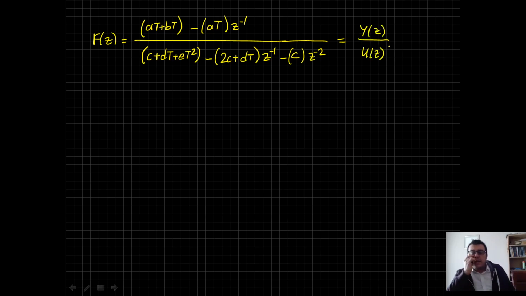Please take my advice and recall every time you're moving to discrete domain that if you make this diagnosis, if you separate the numerator and denominator into components of decreasing power of z, it will be much easier for you to move from this to an algorithmic output.